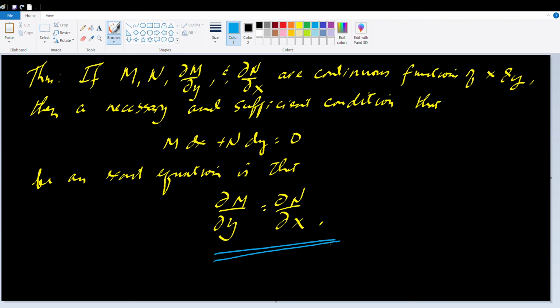So, to find out whether an equation is exact or not is to simply get the partial of M with respect to y. Now, M is the coefficient of dx. Take its partial derivative with respect to y, and if it equals the partial of N, the coefficient of dy, with respect to x, then the given equation is exact.